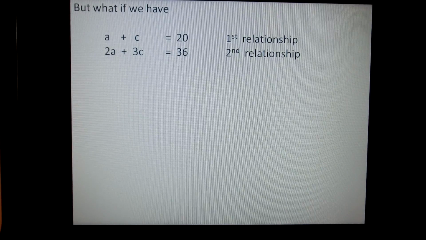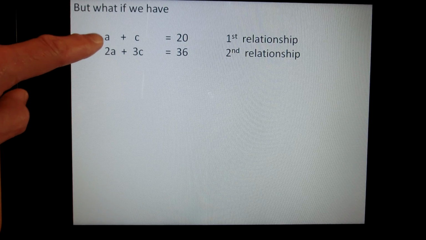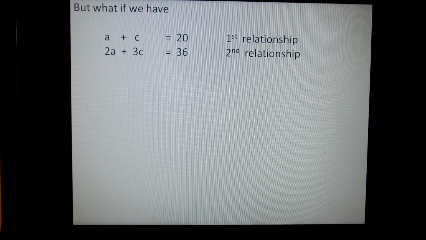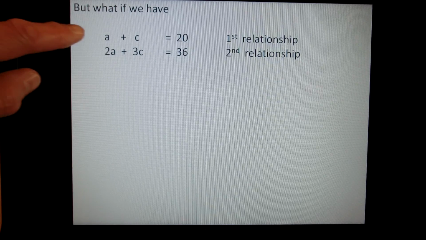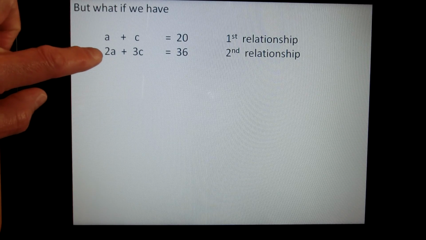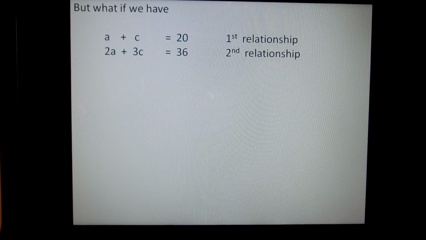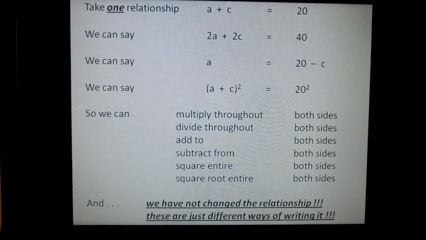But what happens if we're given two linear relationships like this and this? It's not then quite so easy to handle in that same way. So we have another way of finding where two linear relationships cross. But we need to be clear about what we can and cannot do if we have some linear relationships.